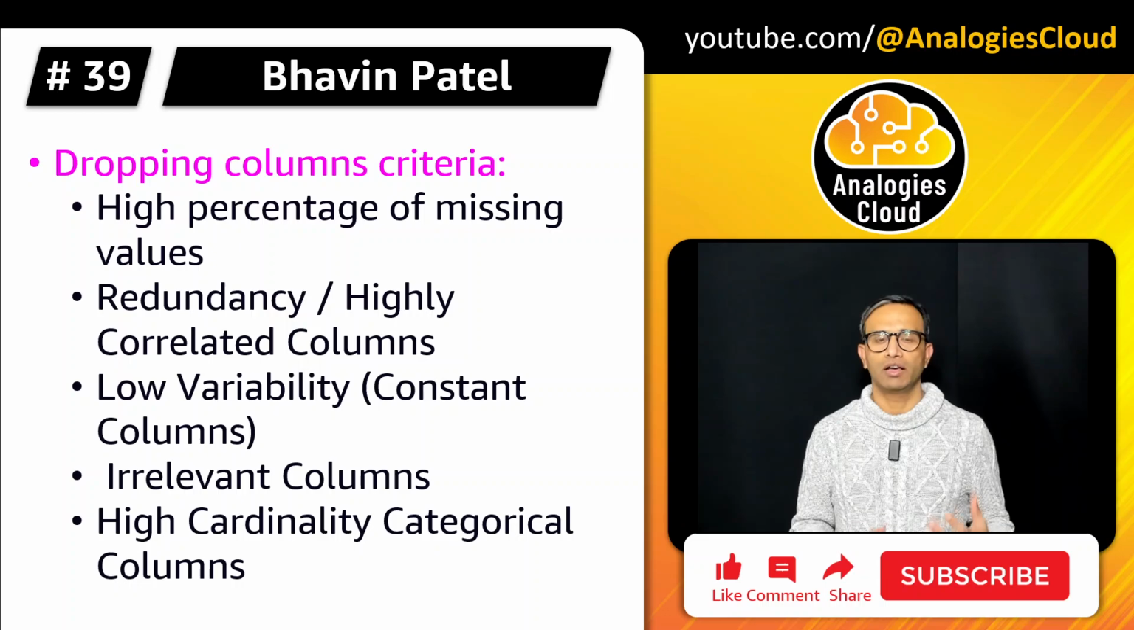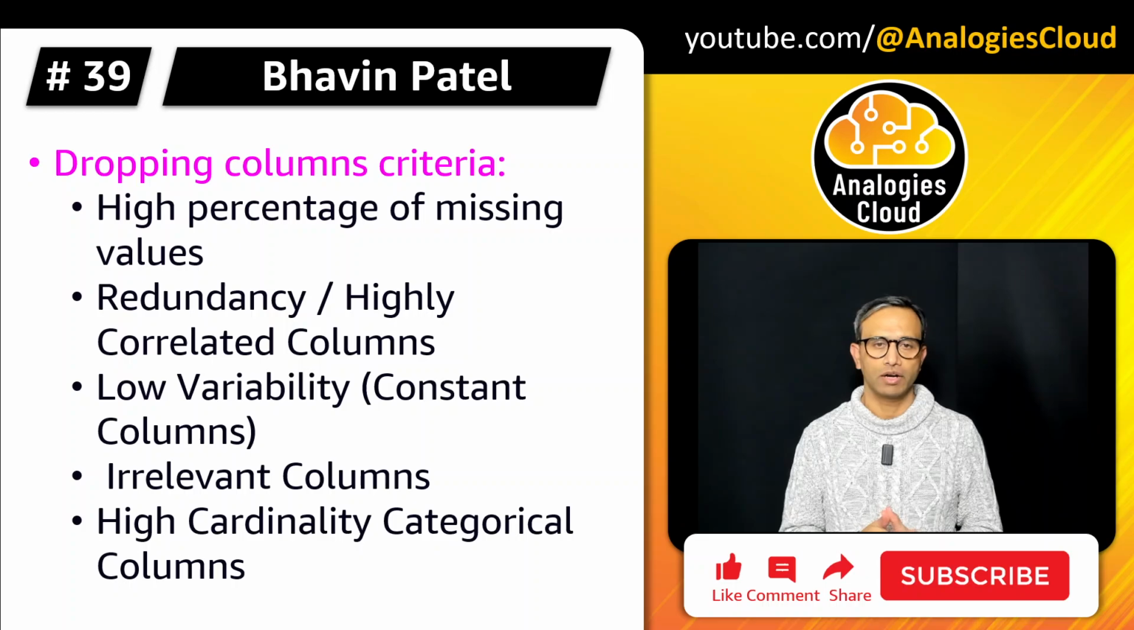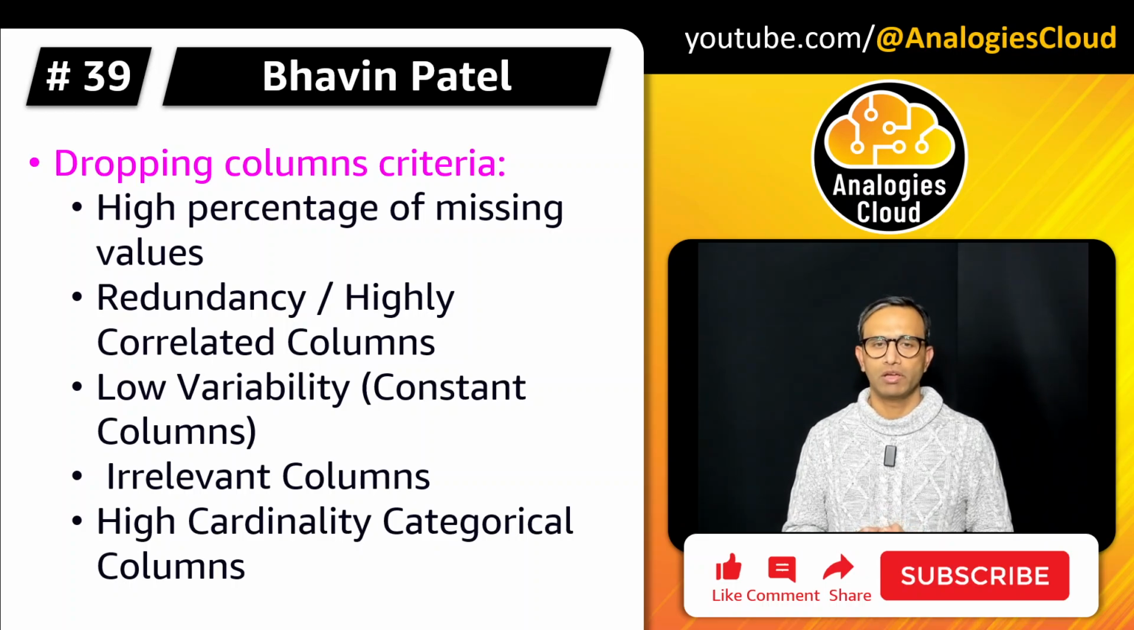Maybe the data in that particular column is redundant, or it is highly correlated with some other existing columns in your data set, so I would drop it. Or maybe it has low variability. It is a constant column, like you are collecting data of all the people in the US and the column is country. It is always going to stay the same, so there is no point.